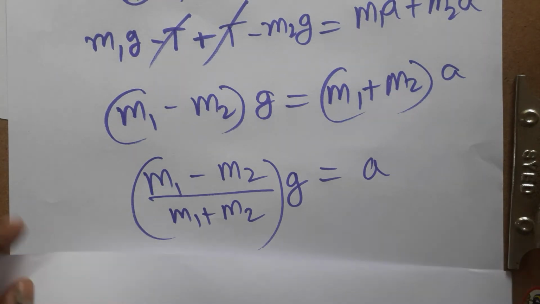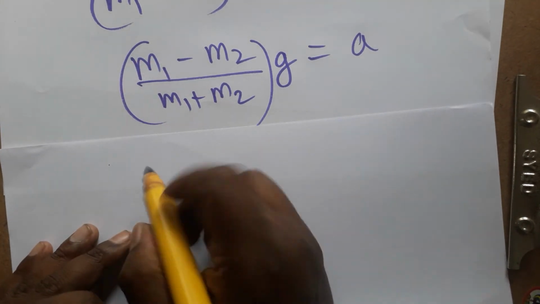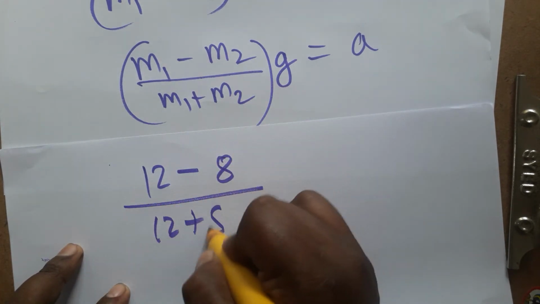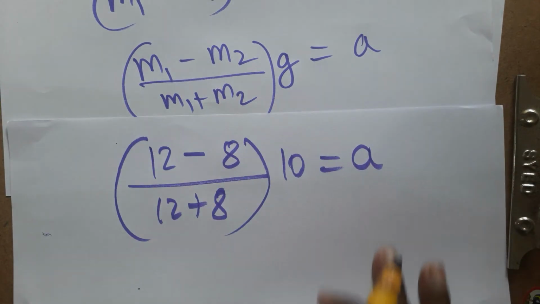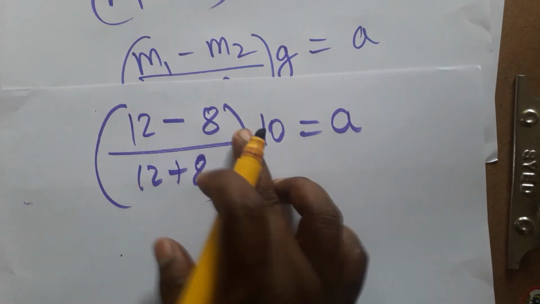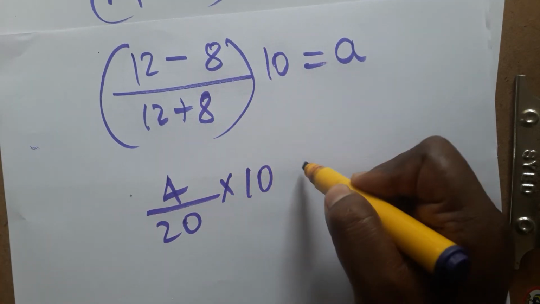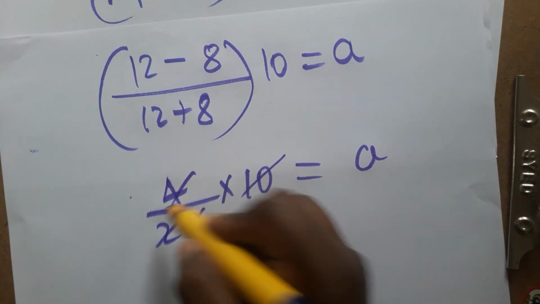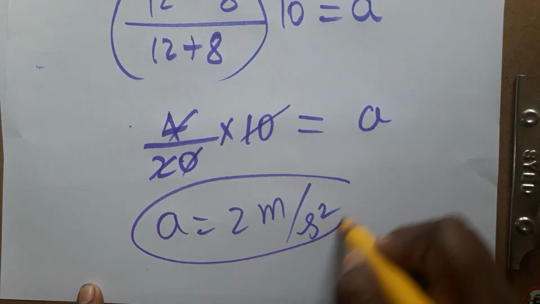So see here, a is equal to m1 minus m2 divided by m1 plus m2, into g. m1 is 12, so 12 minus m2, which is 8, divided by 12 plus 8. Gravity you can take as 10. So this equation is going to give the acceleration. So 12 minus 8 gives 4, divided by 20, into 10, is equal to a. The zero gets cancelled, it's 2 times. So a is equal to 2 meter per second square. I got the acceleration.